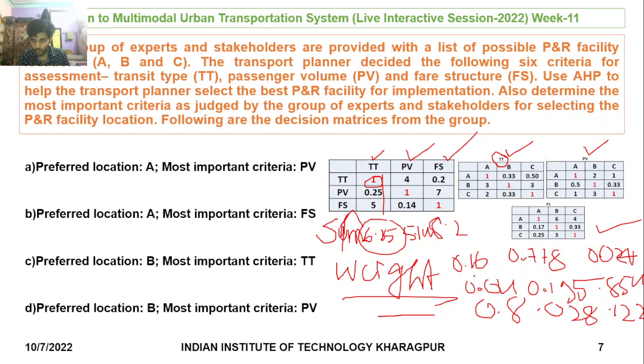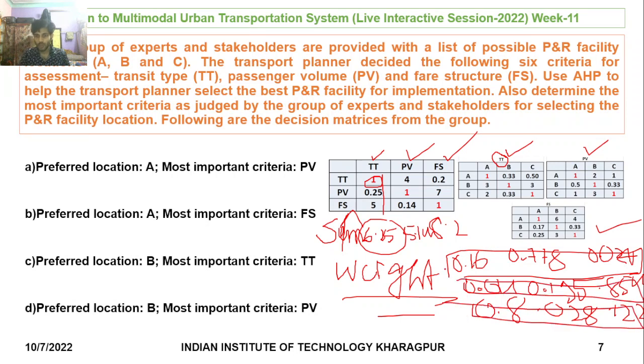So now if you take the average of this 3, the average of this 3, and the average of this 3, row-wise average, right? R is row-wise: row 1 average, row 2 average, row 3 average. So now you know what is the weight of this TT, the weight of this PV, and the weight of this FS, right?